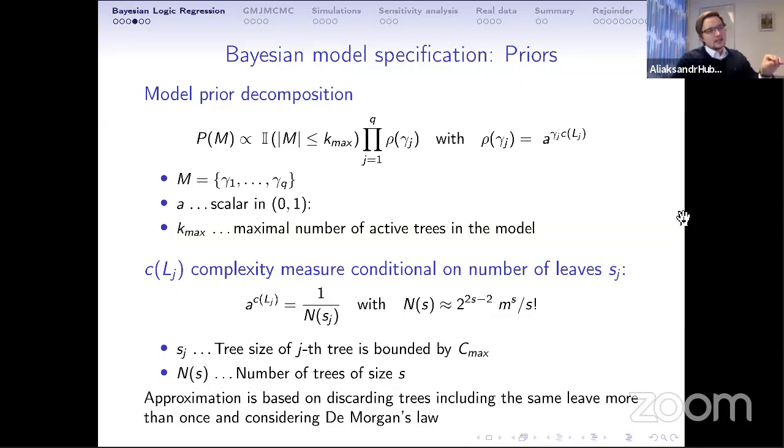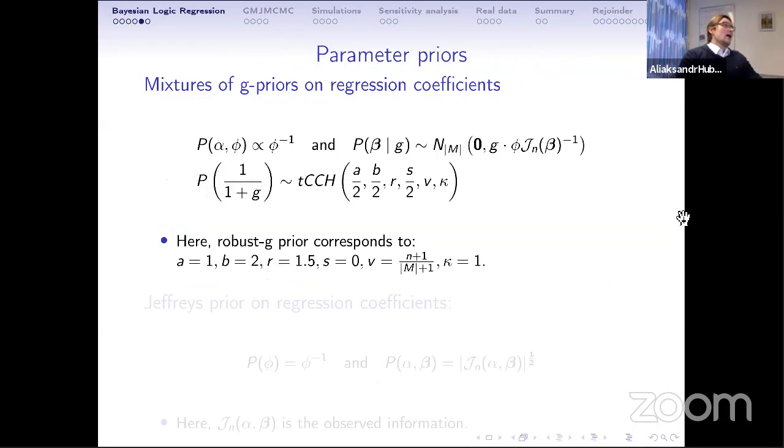But even from this somewhat crude approximation, we can clearly see that the number of trees grows exponentially in the size, which means that the total number of models grows super exponentially in the number of potential leaves in the trees. And this is a little bit complicated in terms of computations, and we are going to deal with these issues somehow afterwards. To complete the specification, we also have, of course, to consider the parameter priors.